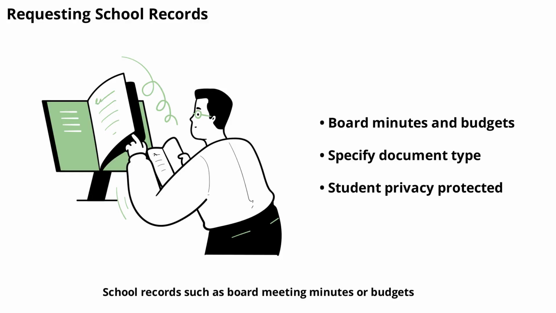School records, such as board meeting minutes or budgets, are often public. However, student records are protected by privacy laws. When requesting school records, specify the type of document and the relevant dates or events. Be aware of privacy restrictions for individual student information.